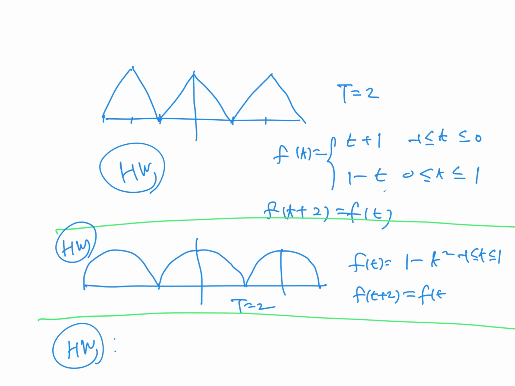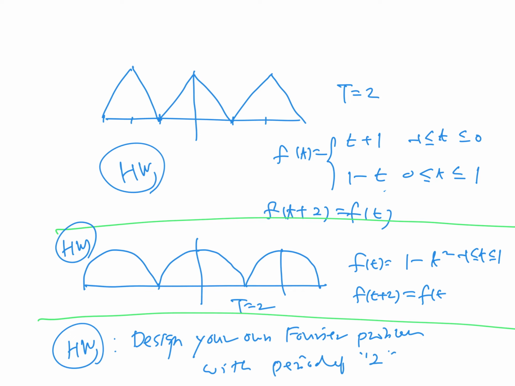And the final homework is design your own Fourier problem with period of 2, maybe 10. Good, right? So let's simplify one parameter. So I'm going to limit the period to 2. So P is final. So those problems, then you can maybe design your own.